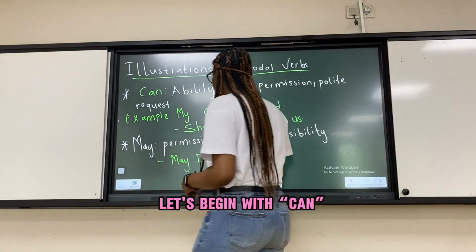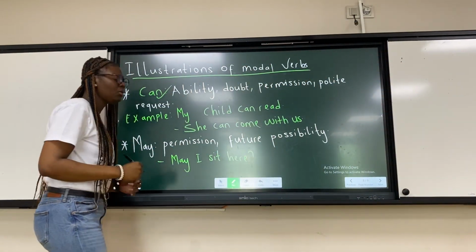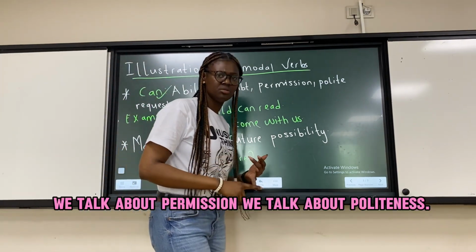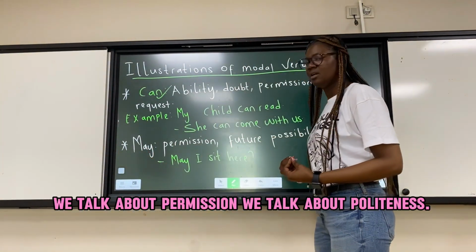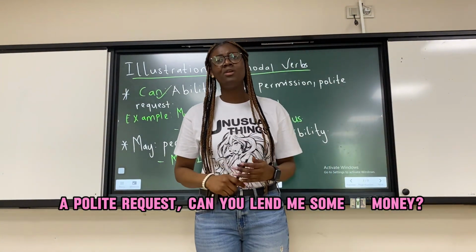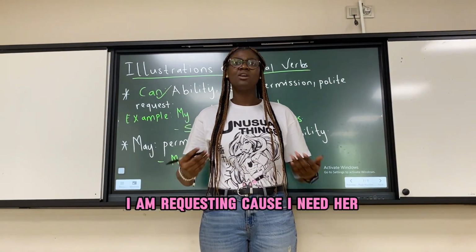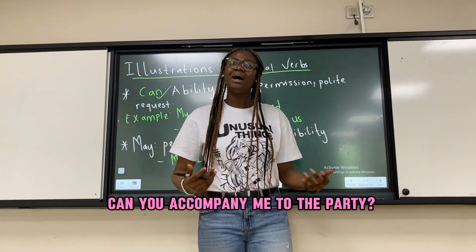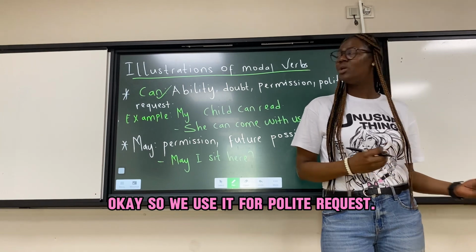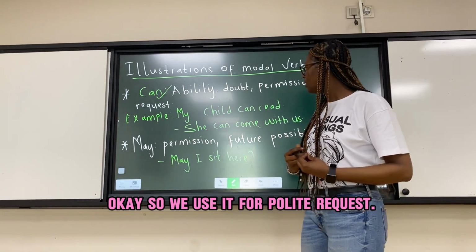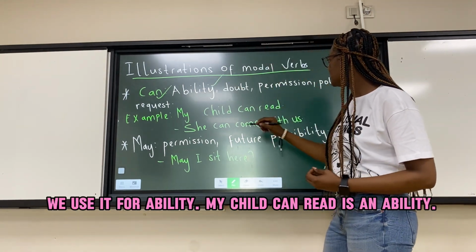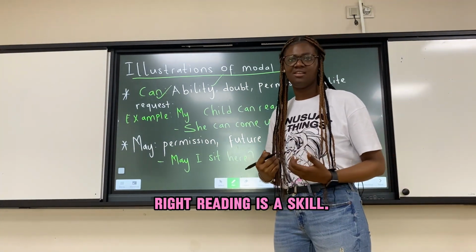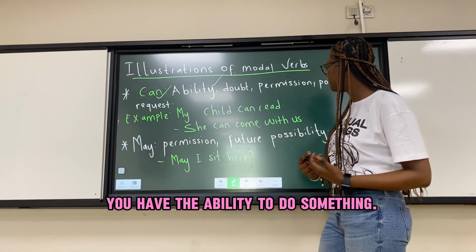Let's begin with can. When we talk about can, we talk about ability, we talk about permission, we talk about politeness. A polite request. Can you lend me some money? I am requesting because I need help. Can you accompany me to the party? Okay, so we use it for polite request. We use it for ability. My child can read. It's an ability, right? Reading is a skill. You have the ability to do something.